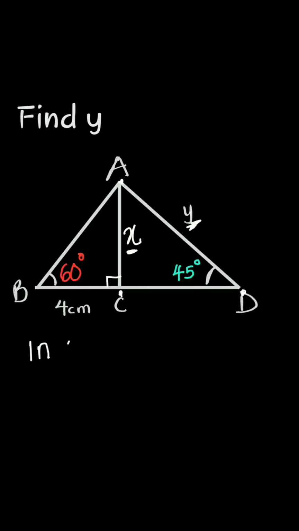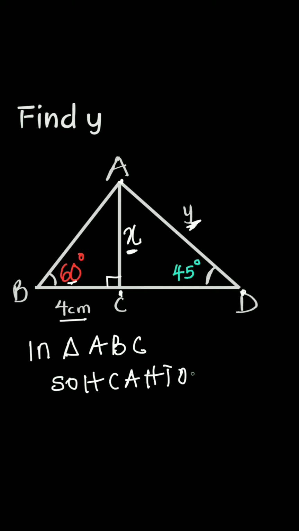So I say in triangle ABC, we have an included angle. This angle is given, that's 60 degrees. We have the length of side BC as 4 centimeters. And this is a right angle triangle. So you think about your trigonometric ratio. In your trigonometric ratio, you talk about SOHCAHTOA. Now this tells us the relationship between the angles and the sides of a right angle triangle.